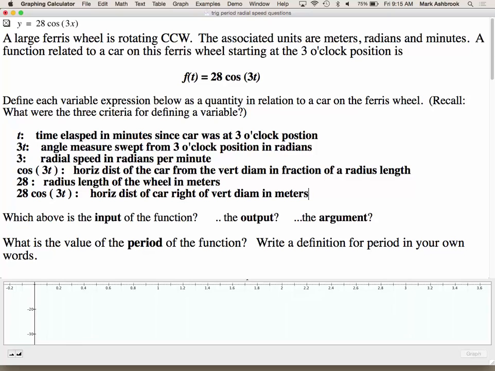Which of the above is the input into the function? Which of those 6 quantities is the input? They're saying t up here. Agree with that? Yeah, you know that right here by the function notation. Function notation tells us the input quantity right there in the parentheses.